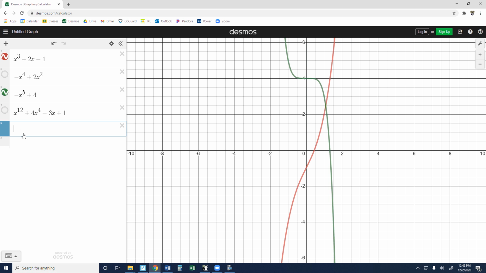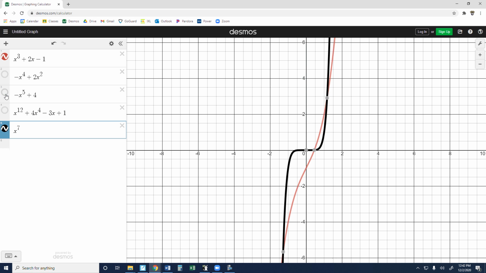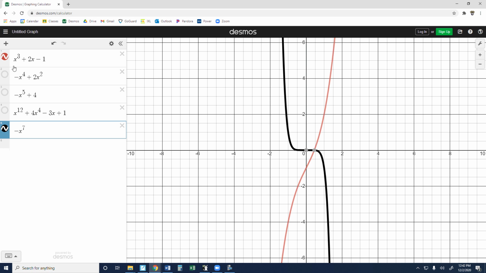Let me take another one and let's make this x to the 7th. Just x to the 7th, nothing else. Notice the end behavior for x to the 7th matches the first one. Up to the right, down to the left. If I put a negative in front of it, that would reflect the function, and now it matches the end behavior for the third one. So what we see here is some commonalities. Take a look at the degree of each one of these. The degree of each one of these is odd. Their ends go in opposite directions.